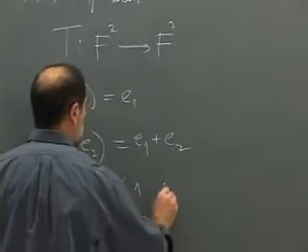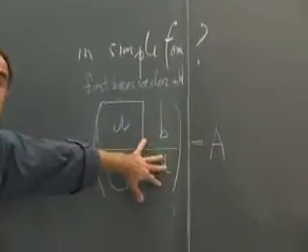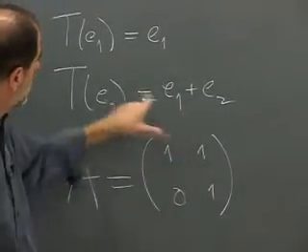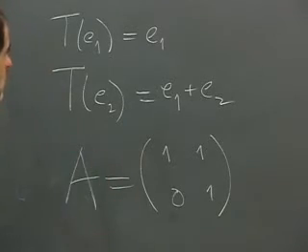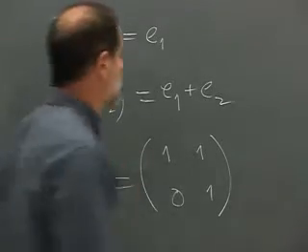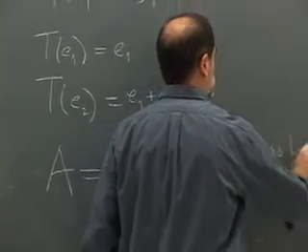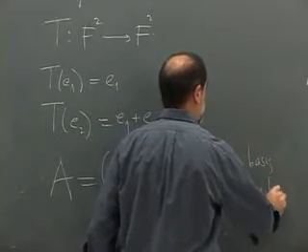1, 0, 1, 1. That's a matrix of this form where the blocks each are 1 by 1 matrices. Here's the T of E1 is E1 plus 0 E2. Here's the T of E2 is E1 plus E2. I claim there is no basis of eigenvectors, even though there's one of them.